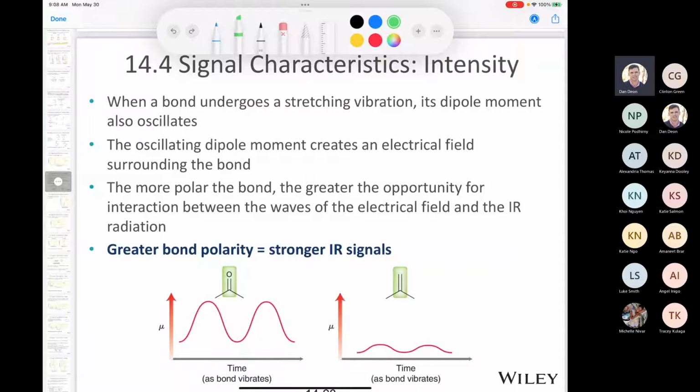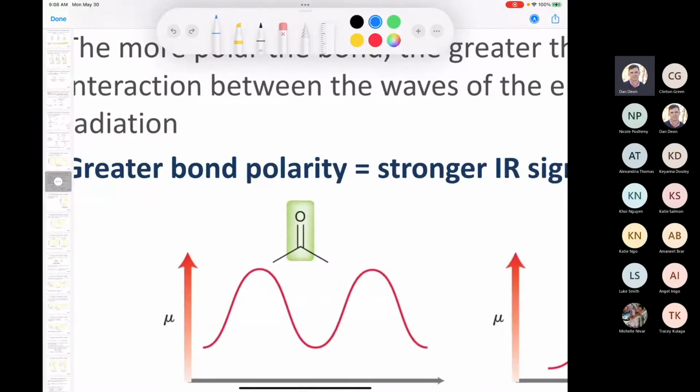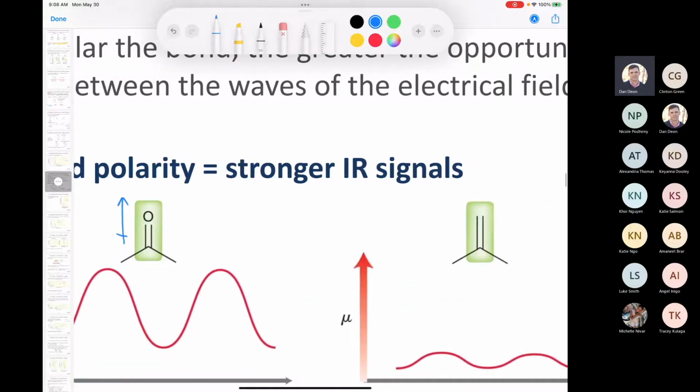It says here that when a bond undergoes a stretching vibration, it causes its dipole moment to oscillate. You remember dipole moment? Well, if we look at a carbonyl bond and a carbon-carbon double bond, which one of these has a stronger dipole? Of course, there's a much stronger dipole in a carbon-oxygen bond because oxygen is much more electronegative than carbon. There's a big difference in electronegativity compared to a carbon-carbon bond. There's no difference in the electronegativity of two carbons.